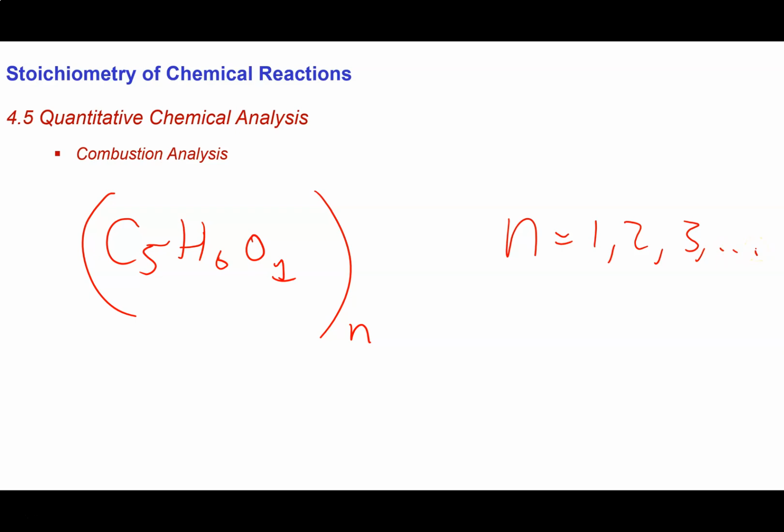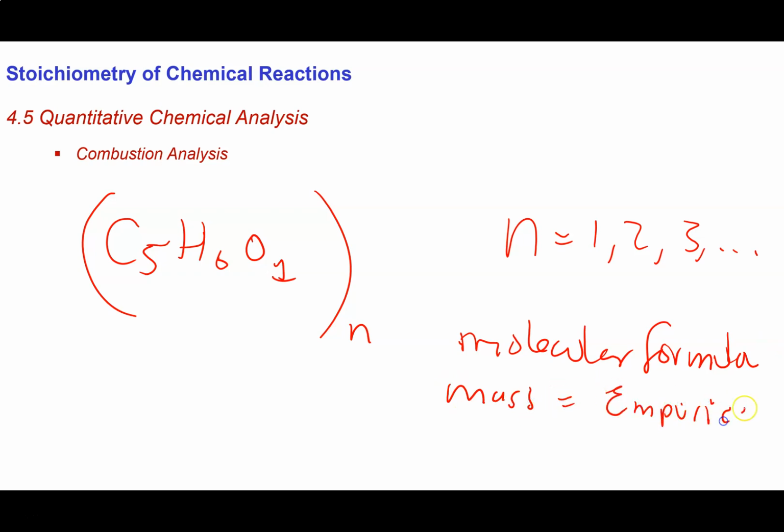And how we can tell whether the molecular formula and the empirical formula are the same is because the empirical formula mass will equal the molecular formula mass. So if the molecular formula mass equals the empirical formula mass, then you know that the empirical formula and the molecular formula are the same. If they don't equal, if the empirical formula mass is less than the molecular formula mass, then you have to multiply your empirical formula by a whole number until those two are equal.